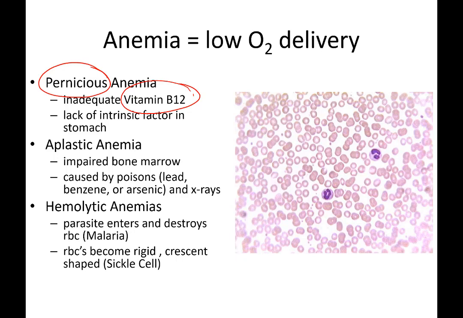So really anemia is just you have low oxygen delivery. Either you don't have enough red blood cells, that's aplastic, or the ones you have, you're destroying or they get messed up, that's hemolytic. Or you have a normal amount of blood cells, you just don't have enough B12, so therefore you don't have enough seats for the oxygen to bind to.